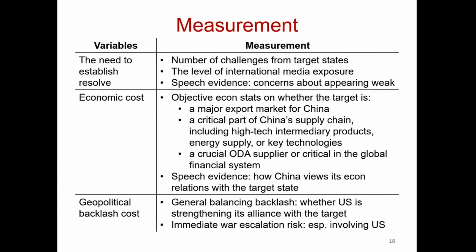And here I use two indicators. The first one will be general balancing backlash, in which I track to what extent, for example, external great powers such as the United States are strengthening or forming alliances with the target state. So this is more about long-term concerns about balancing.